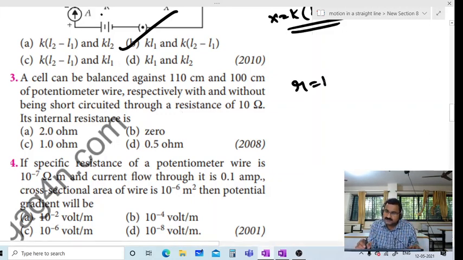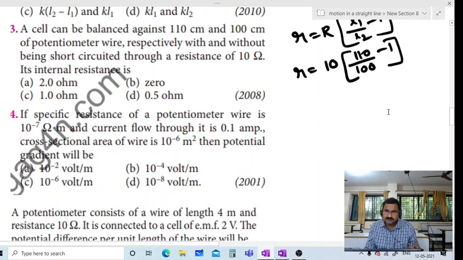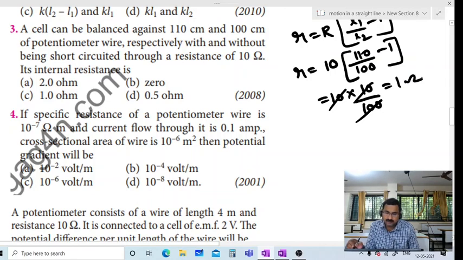Same. Internal resistance formula: small r equal to capital R into L1 by L2 minus 1. So small r is equal to capital R, how much they given? 10. And what are the balancing lengths? 110 divided by 100 centimeters only, no problem. So both will cancel there, centimeter, centimeter, no problem, directly take the value. So LCM, how much does it become? 110 minus 100 only, so after cancellation you are getting 1 ohm. That is the third option, C.